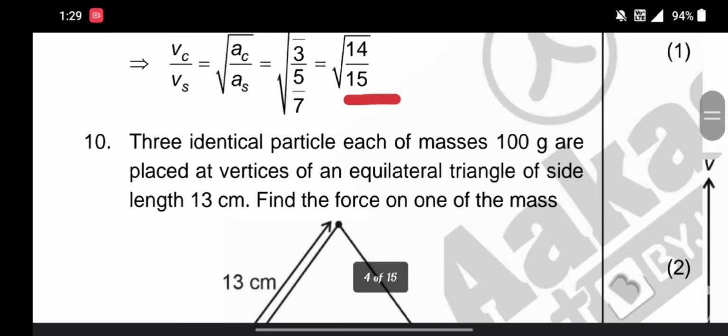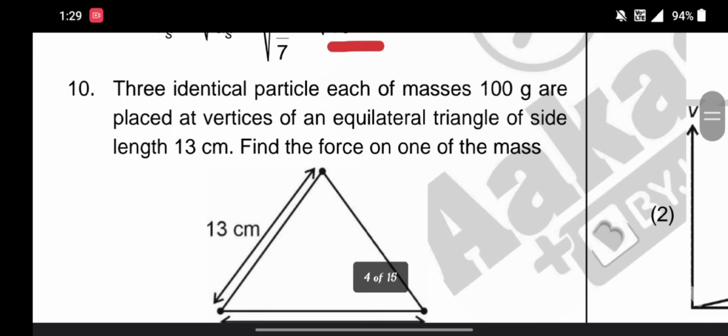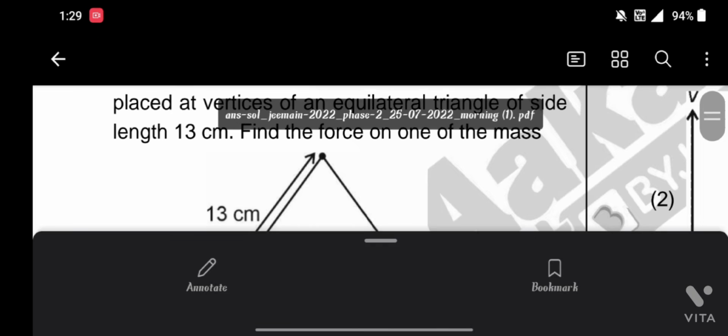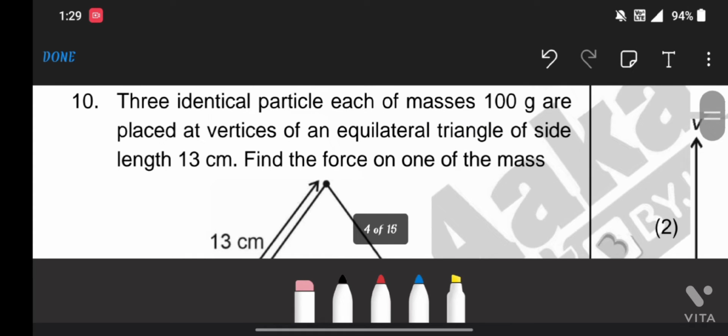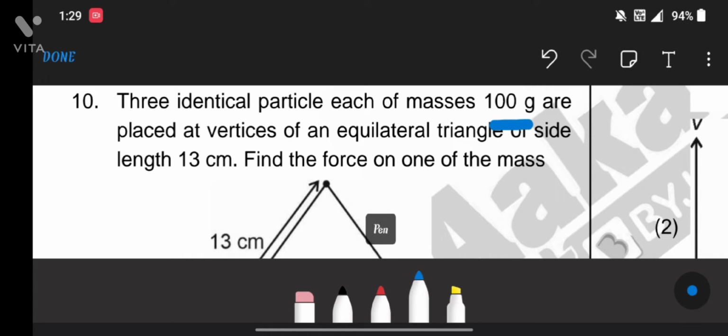Next question, number 10. Here, what they have given is 3 identical particles, each of mass 100 gram. You should remember this point: their masses are 100 gram.